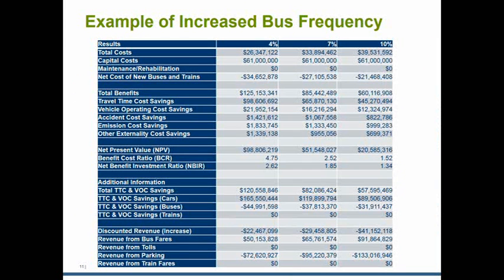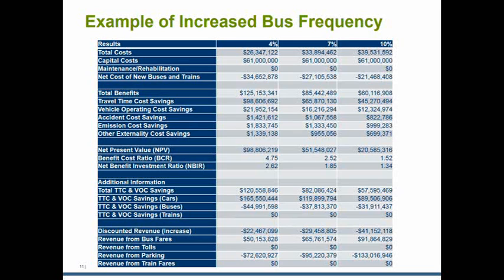So here we have an example of how the TRIM model works. In this case, we've got an example of increased bus frequency, so putting on extra buses. What is the benefit of doing that? We've broken down the benefits here by travel time costs, vehicle operating costs, accident costs, emission costs, and other externality costs.